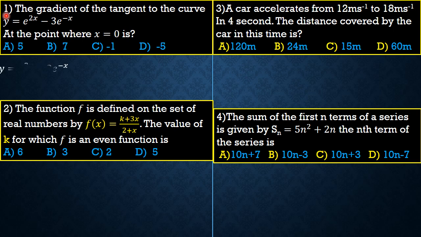By so doing, we have the curve y equals e raised to the power 2x minus 3e raised to the power negative x. If we differentiate, dy/dx will be the same. When we differentiate e raised to the power 2x, e raised to the power 2x stays the same. Then the derivative of the power 2x is 2, so we multiply by 2, and we do the same for minus 3e raised to the power negative x.